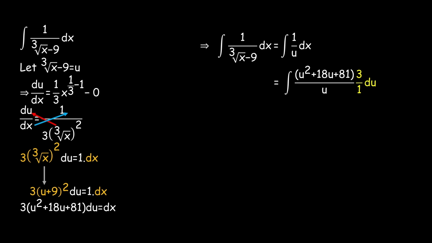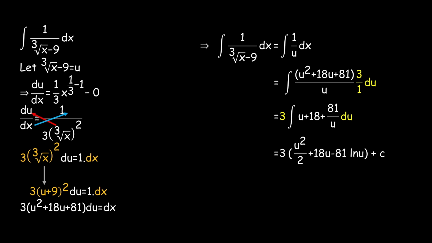Next, we are going to integrate with respect to u, but then look at the denominator, it's u. So we simplify each of these terms by dividing by u. Integrating this by adding 1 to the powers and dividing by the new powers, we're going to get u squared over 2 plus 18u minus 81 natural log of u, since this one has a 1 over u, plus the c of course.